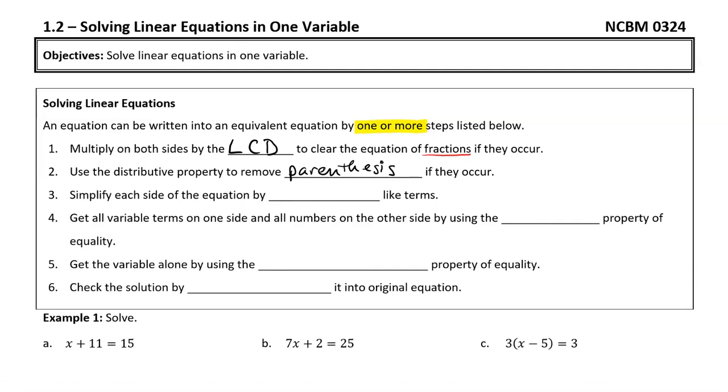Once we have the parentheses out of the way, we're going to simplify each side of the equation by combining like terms. We did this a little bit at the end of the last section. And when we say combining like terms, we mean if there's any variables, we want to group them together. Let's simplify that side of the equation. If there's any constants, any numbers without the variable, we're going to gather those together as well.